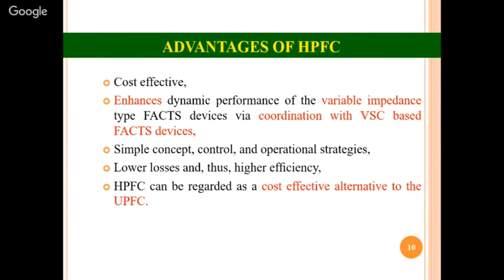As I said, the biggest advantage is the cost effectiveness, and what you're doing is enhancing the dynamic performance of the variable impedance type FACTS devices with coordination with a voltage source converter based FACTS device. So if we go to our first slide, where we saw various types of converters, there were 2 types: one variable impedance type and one voltage source converter based FACTS device. What this does is, by coordinating the two, we have made a FACTS device whose advantages are reduced cost and reduced ratings. It's a simple concept.